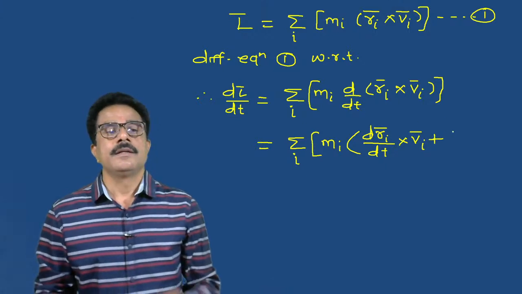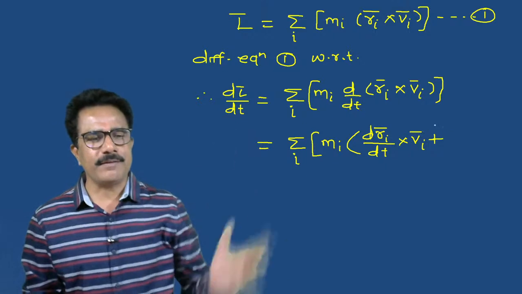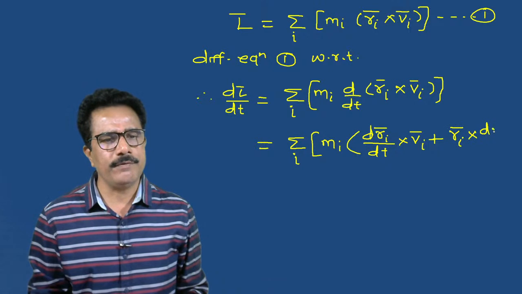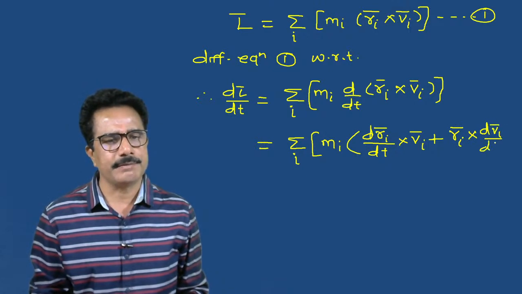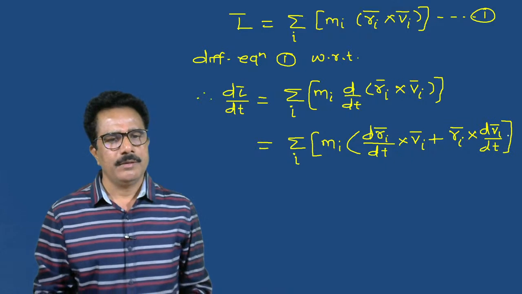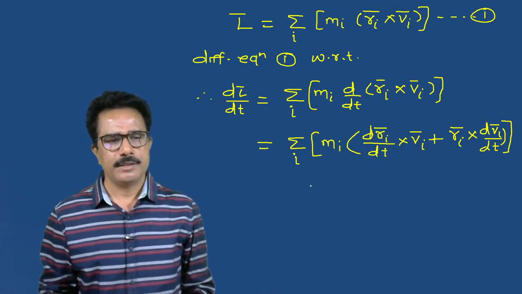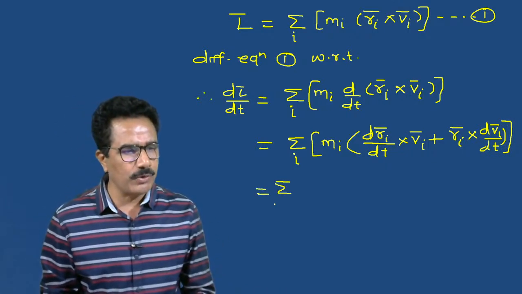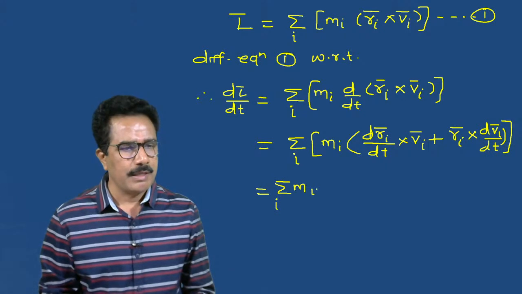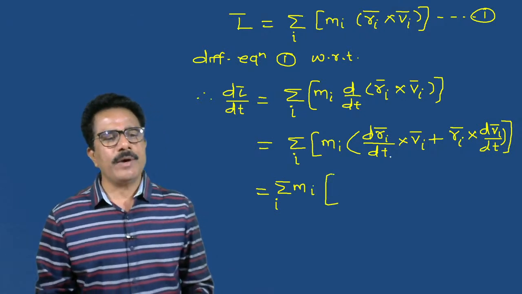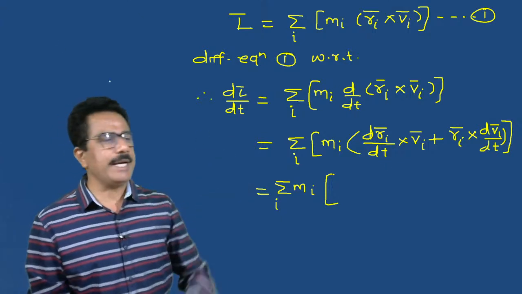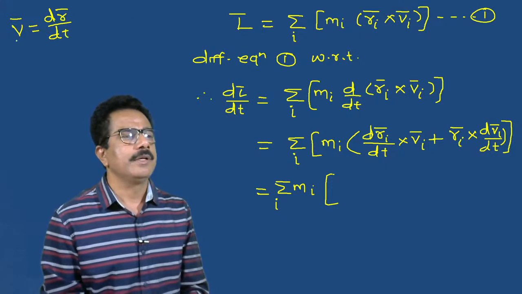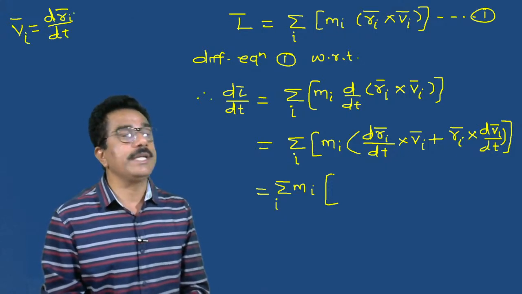plus first as it is, derivative of second, dvi bar by dt. Is that correct, students? See, this is the product rule of the derivative. So we can write summation over i of mi into, now you know that v bar is equal to dr bar by dt. So vi bar is equal to dri by dt.